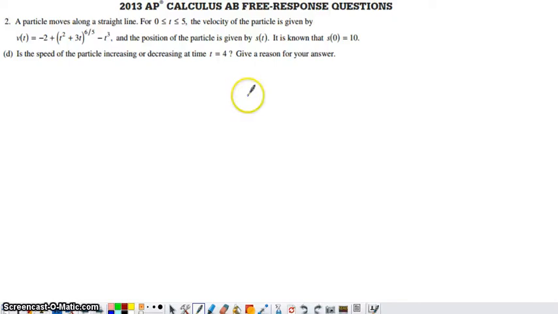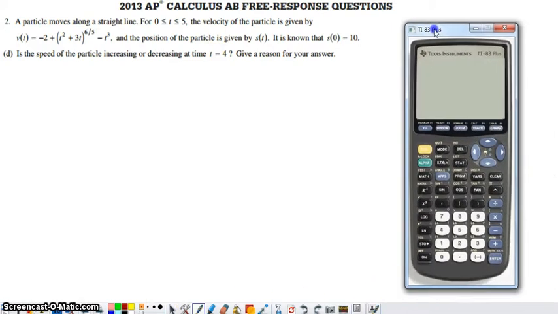So in the last part of number 2 from the 2013 AB exam, it asks if the speed of the particle is increasing or decreasing at time t equals 4, and then give a reason for your answer. So this is a calculator problem, and throughout the first few pieces of this, which I've done in other videos, we've used this graph.